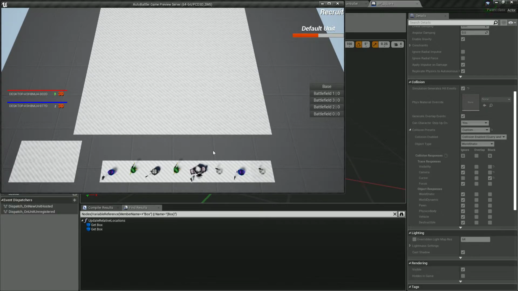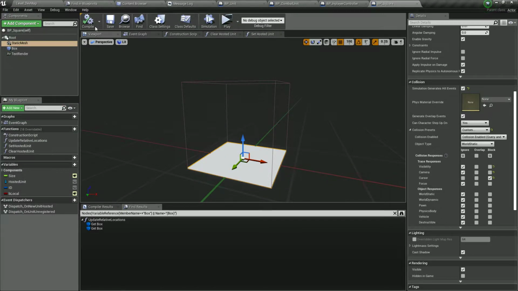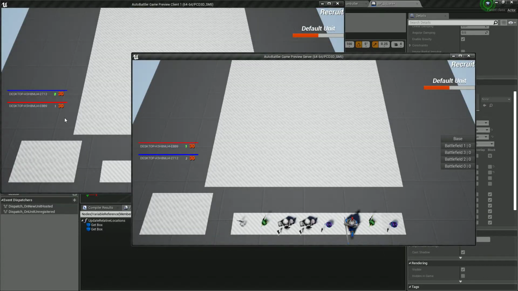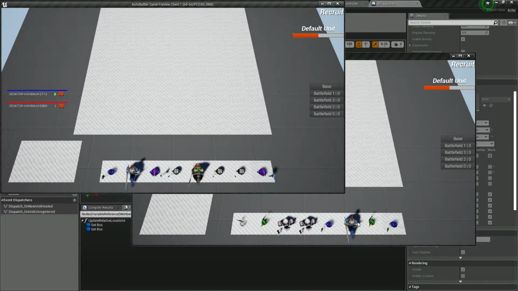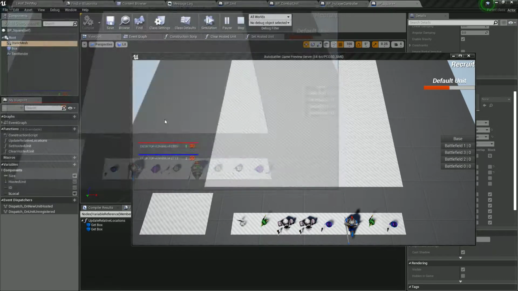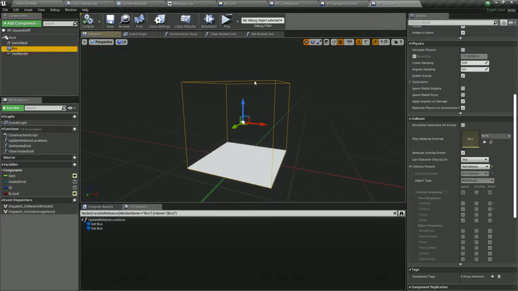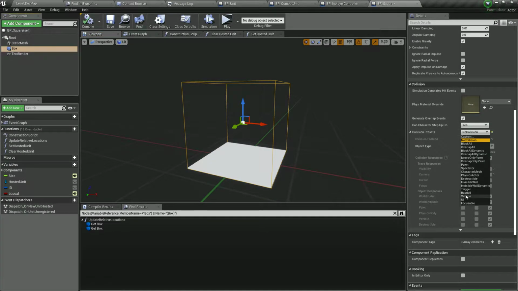Okay, so we apparently broke something. How did we break something? Why are units spawning on the ground? They're not even triggering the team color stuff, as you can see. So everything has fallen apart, guys. What's going on?